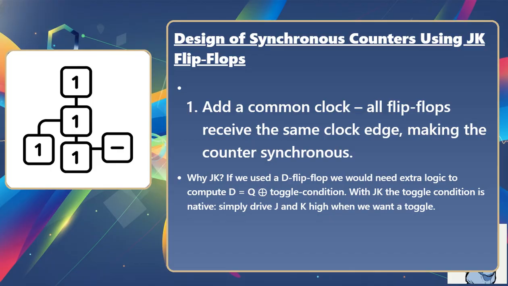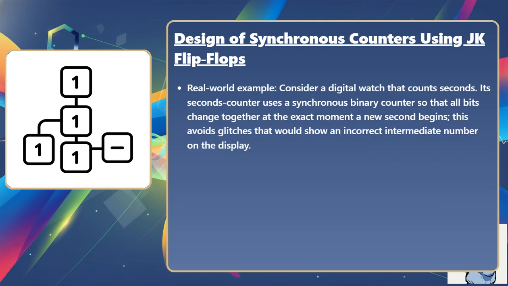Why JK? If we used a D flip-flop, we would need extra logic to compute D equals Q exclusive OR toggle condition. With JK, the toggle condition is native, simply drive J and K high when we want to toggle. Real-world example, consider a digital watch that counts seconds.